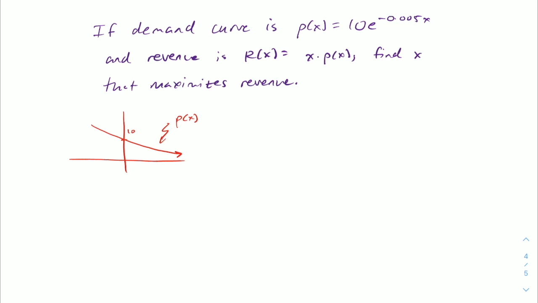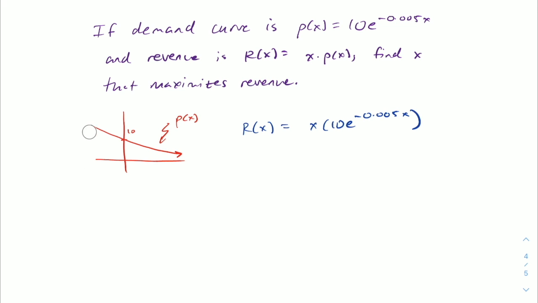And then the revenue is given by x times p of x. So this is maybe a monopolistic market, and so the revenue is going to be x times the demand curve price. All right, and we want to find the x that maximizes revenue. So let's start by just writing the revenue function out given this demand curve. The revenue is x times 10e to the negative 0.005x.